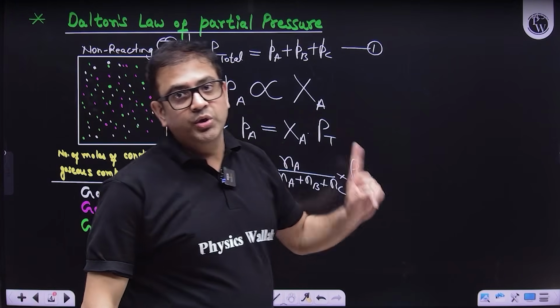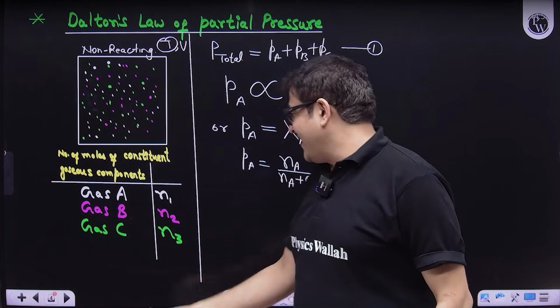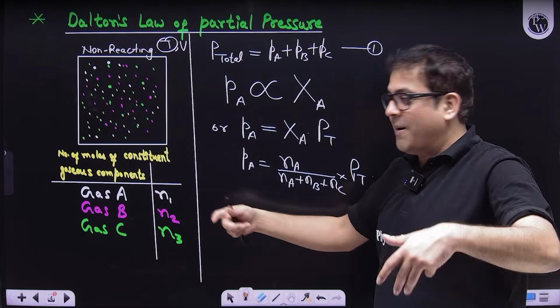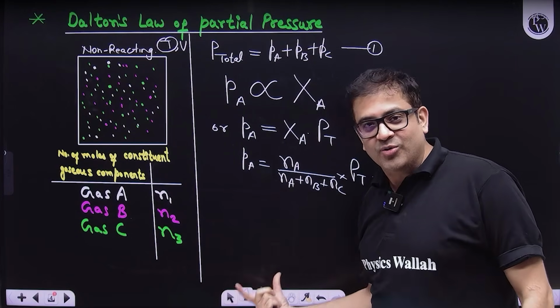So you should know this. And what will be the partial pressure of B? The number of moles of B upon the total moles into total pressure. What will be the partial pressure of C? The number of moles of C upon the total moles into total pressure.